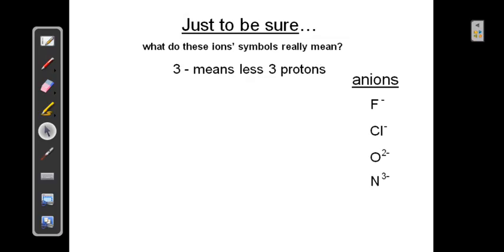So either you see 1 negative, it means 1 proton less, 2 negative means 2 protons less, 3 negative means 3 protons less.